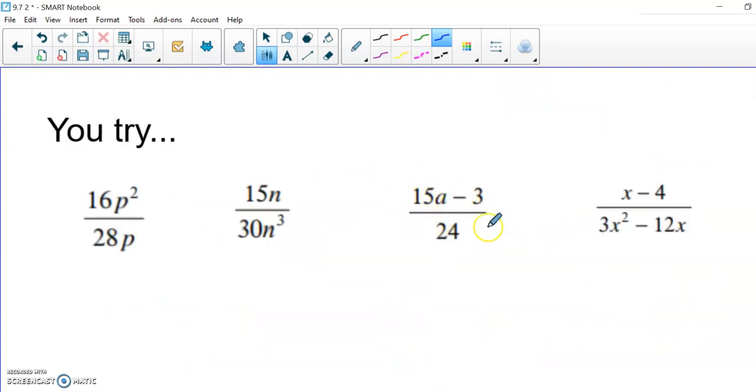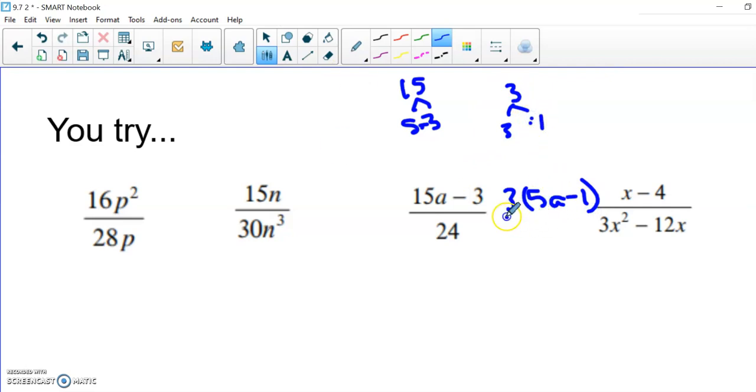Let's skip to the more difficult ones. What can I factor out of 15a minus 3? 15, if you break it down, you know it's 5 times 3, so it looks like they have a 3 in common. So I'm going to factor out a 3. That leaves 5a minus, remember we have to put the 1 there. If I break down 3, what is 3? 3 is 3 times 1, so I have to leave that 1 there to hold the spot.